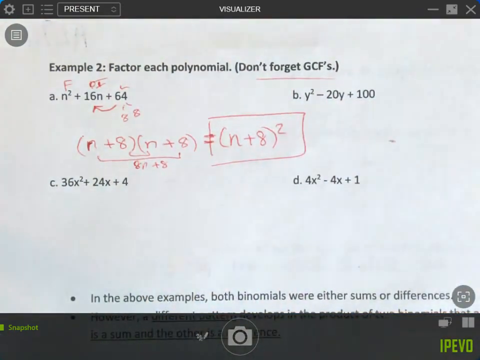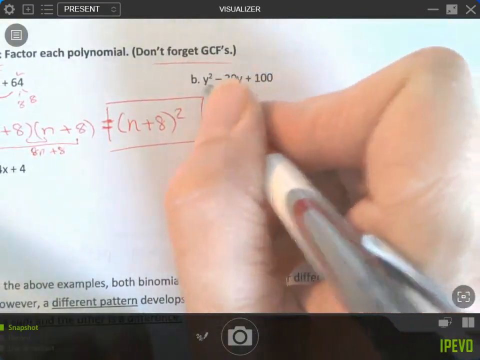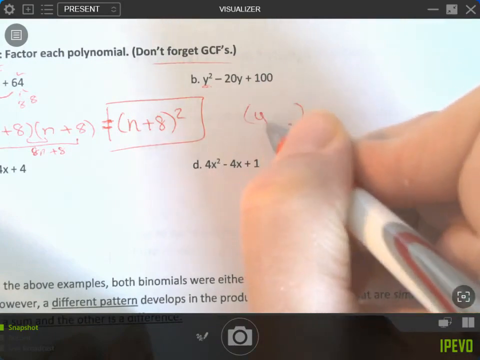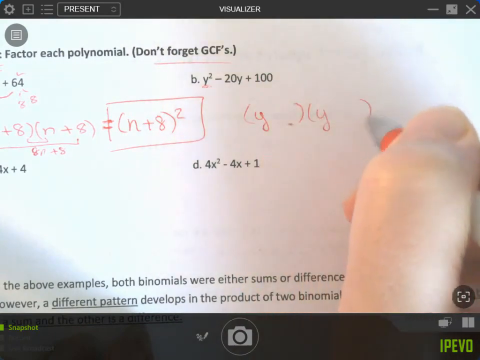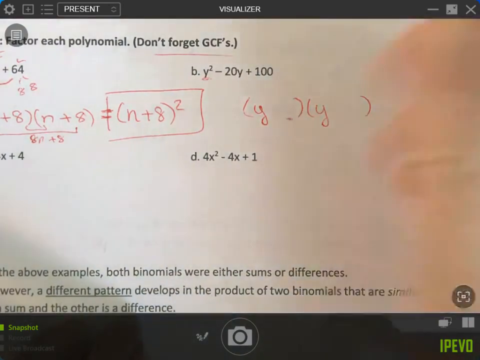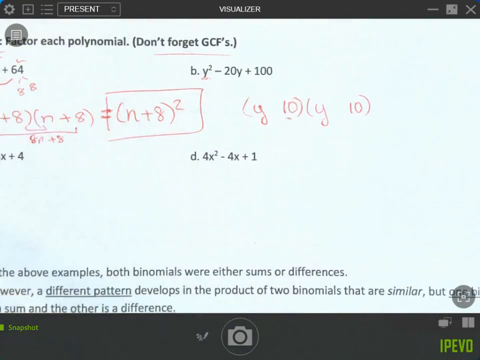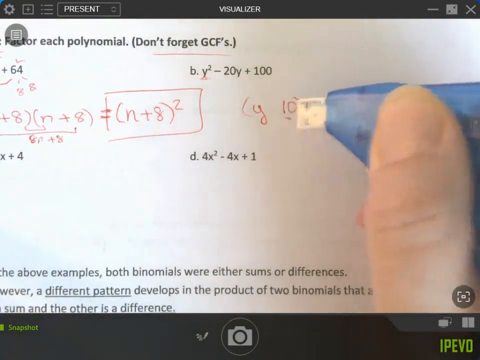All right, now letter B. Does it have a GCF? No. No, because the y out here doesn't. Okay. But y squared is y times y. 100 is a perfect square. What times itself gives me 100? Are there other options to multiply to get 10? Absolutely, lots of options, but I'm trying the 10 and 10 first because I always try the perfect square first.